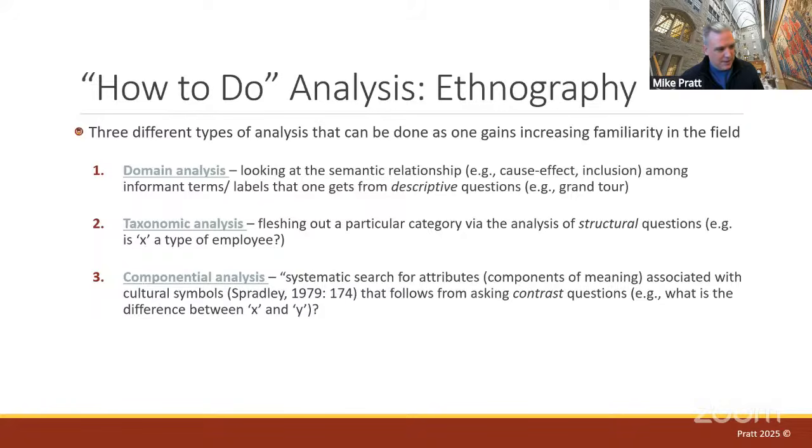You're looking at, I'm going to quote Spradley here, a systematic search for attributes, which they call components of meaning, hence componential analysis, a code associated with cultural symbols. I'm not a fan of how they describe it. How I would describe a componential analysis: I now have these categories that I've fleshed out, so I've done a taxonomic analysis. Now I want to figure out how some codes seem to relate to other codes in my data.